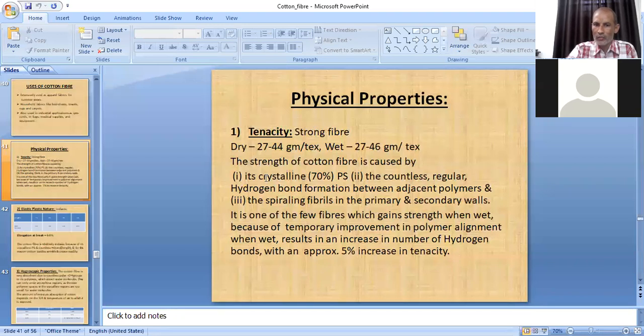The strength of cotton fiber is caused by these contributing factors. One is crystallinity. It has 65 to 70% crystalline regions, which we have taken when we took general considerations. The more crystalline the fiber, the stronger the fiber. The countless regular hydrogen bond formation.